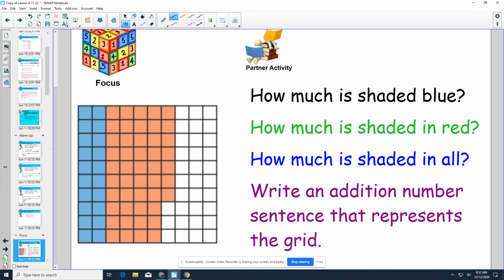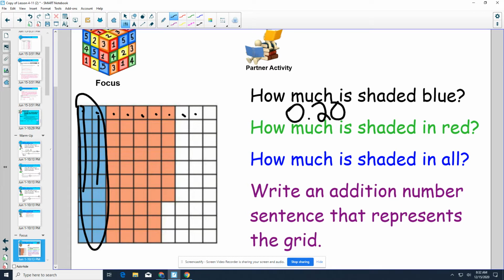So let's see, we have a hundredths grid here, and how much is shaded in blue? If I circle that, I know that it's 1, 2, 3, 4, 5, 6, 7, 8, 9, 10. So I know this is 10, and that would make 20, right? But it's not just 20, it's 20 hundredths because it's on the hundredths grid. How much is shaded in red here? Almost looks more like orange. Let's see, I know 1 row, 2 rows, 3 rows, 4 rows. There's 40 hundredths. And then 41, 42, 43, 44, 45, 46, 47. So 47 hundredths are shaded in red.